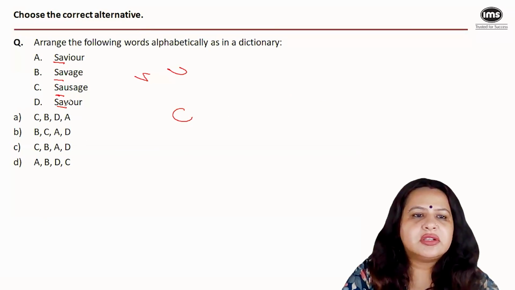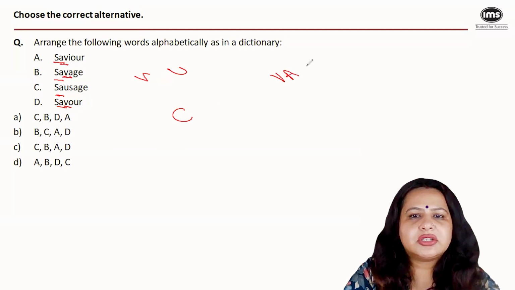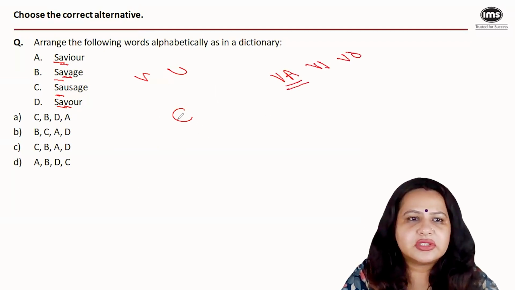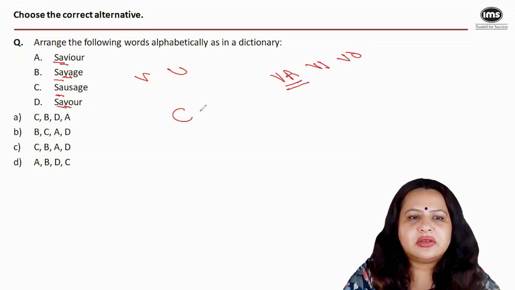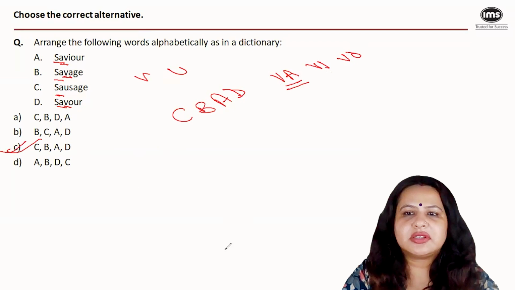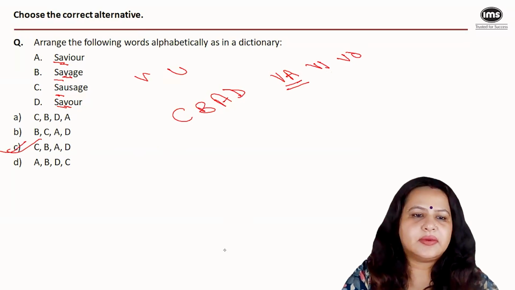Now, the rest of the three words all have V, but one has a VA combination, one has VI, and one has VO. So clearly VA will come first, followed by VI, which is A, and followed by VO, which is D. So CBAD, which is option C. That becomes the right answer to this question.